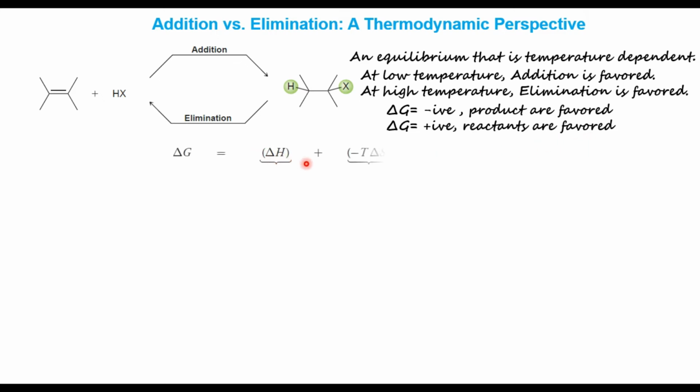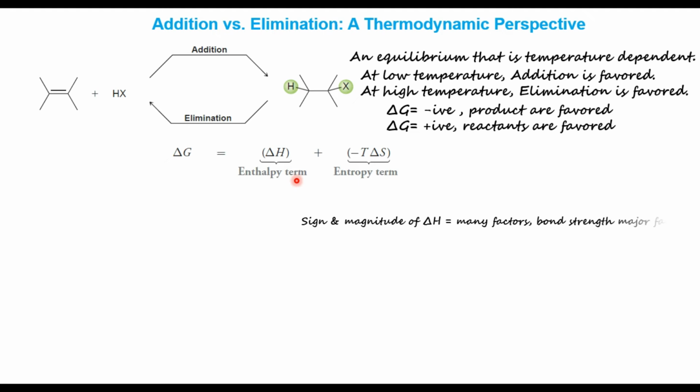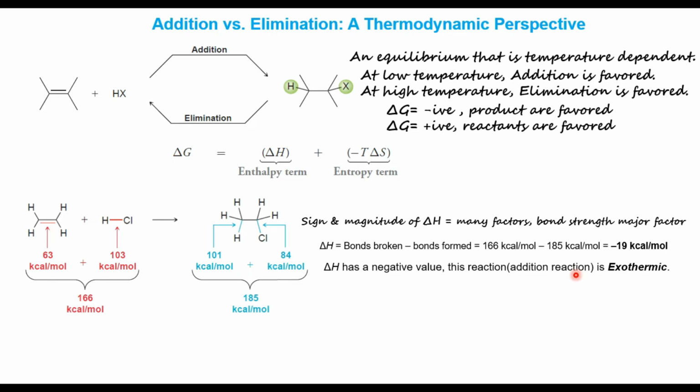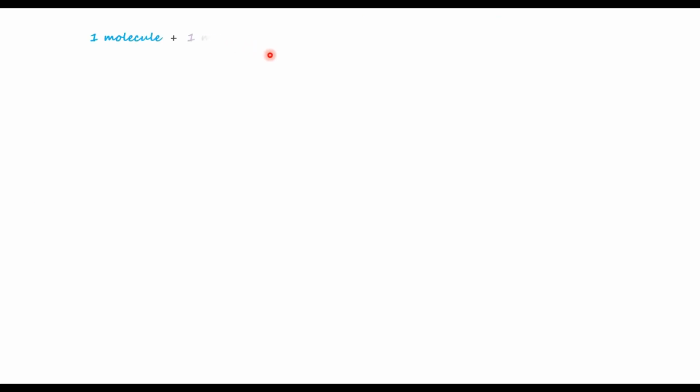The sign of del G depends on 2 terms, the enthalpy term and the entropy term. Let us consider these 2 terms individually, beginning with the enthalpy term. Many factors contribute to the sign and magnitude of del H, but the bond strength is the major factor. Consider this addition reaction. The values for bonds broken and bonds formed are given. If we calculate the del H for this reaction, we will find that del H has a negative value. In other words, this reaction is exothermic, which is generally the case for addition reactions.